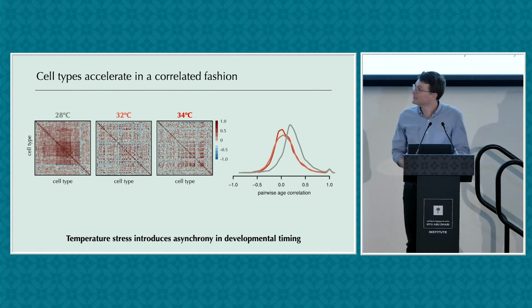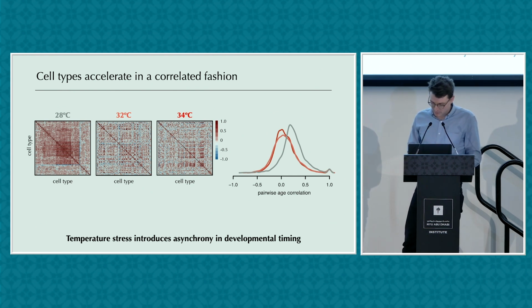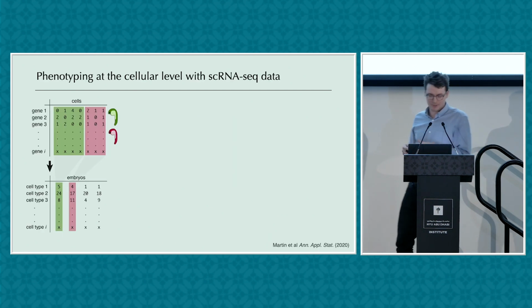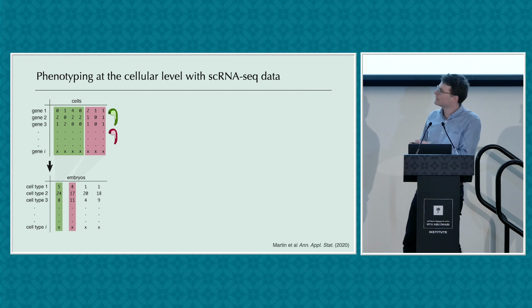Okay, so now that's the part on developmental rate. So now I want to say a little bit about, that was a very abstract phenotype, I would say. And so what about the more straightforward phenotypes of just the cell type compositions of these animals?